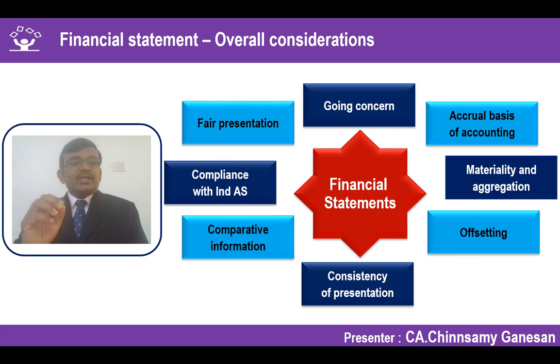What is the income or expenditure to be recognized, and what is the corresponding asset or liability which we should consider? That is the biggest change which we have to see when we are comparing Ind AS with IGAAP. So we are going for a balance sheet approach under Ind AS, whereas it's just a P&L approach under IGAAP. This is the overall consideration when a company prepares its financial statements according to Ind AS.